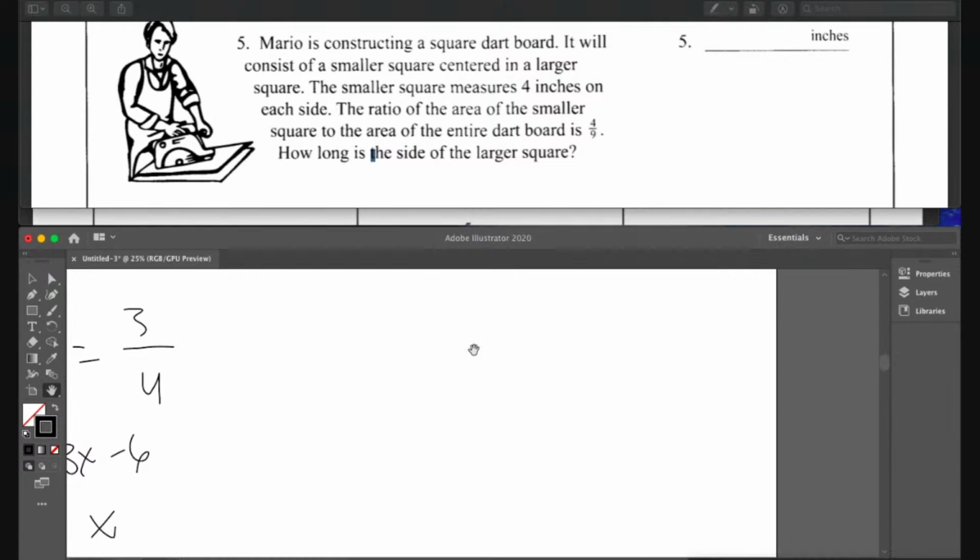You could draw this if you wanted to. So you have a smaller square and a larger square. The smaller square is 4, and it says the ratio of the area of the smaller square to the entire dartboard is 4/9. And how long is the side of the larger square?